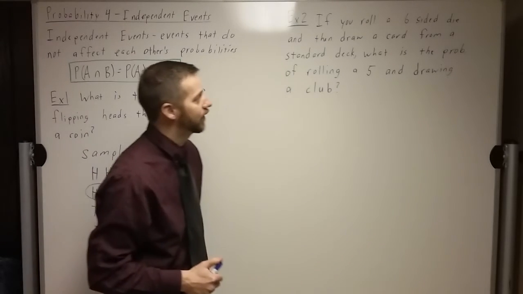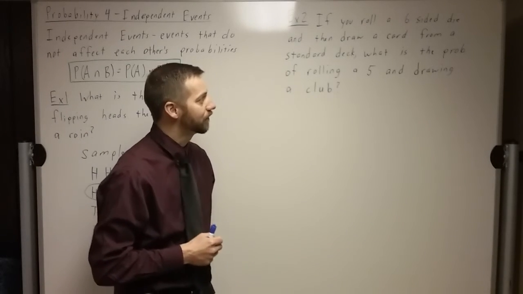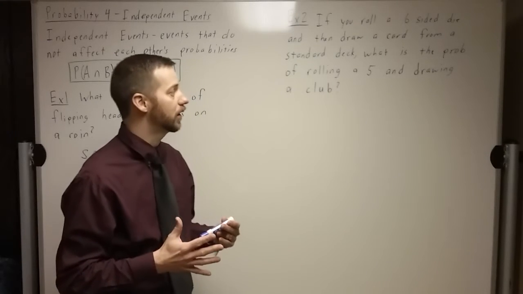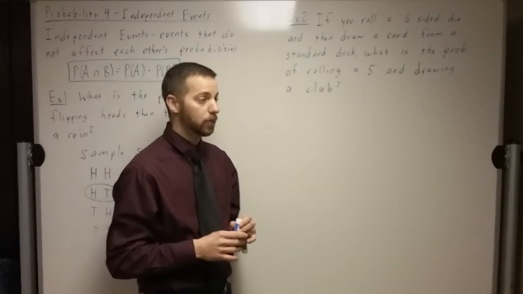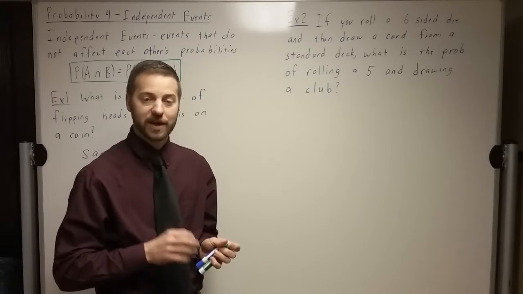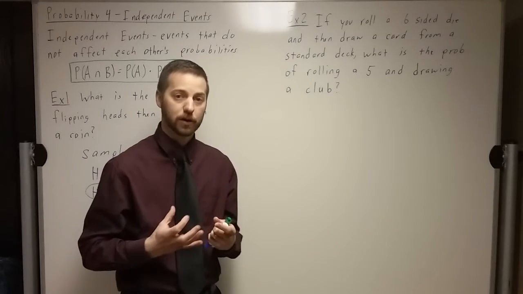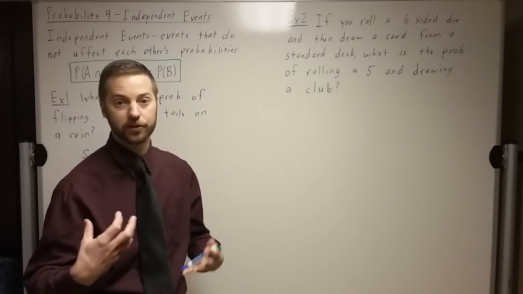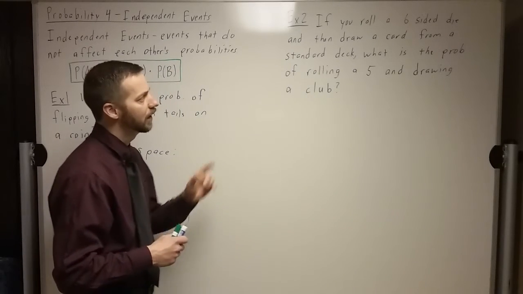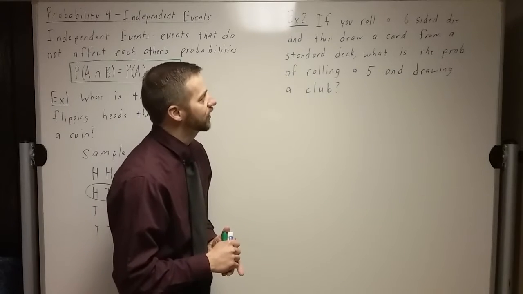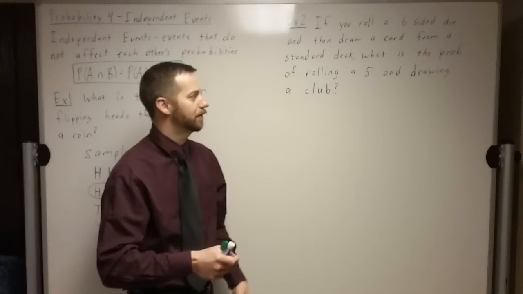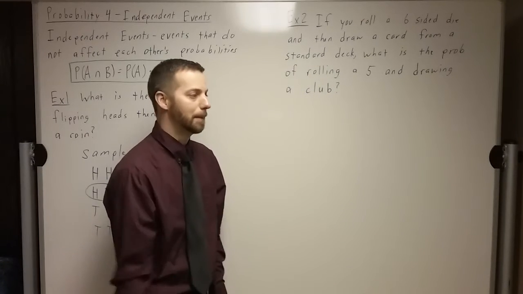So this example here: you roll a 6-sided die and then draw a card from a standard deck. Now remember, a standard deck of cards is 52 cards. And if you need a little help on what a standard deck of cards looks like, I put a standard card deck reference on Google Classroom that you guys can pull up, and it has all the information about how the different suits and colors and face cards and all that stuff works. So if you roll a 6-sided die and then draw a card from a standard deck, what is the probability of rolling a 5 and drawing a club?